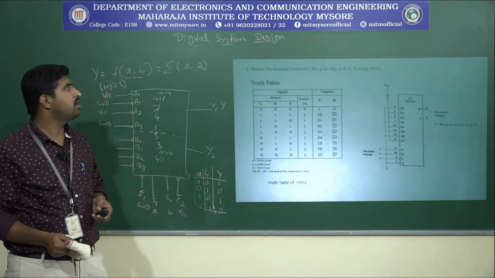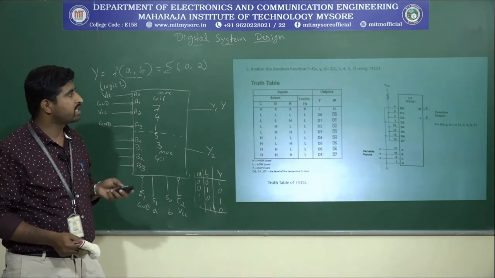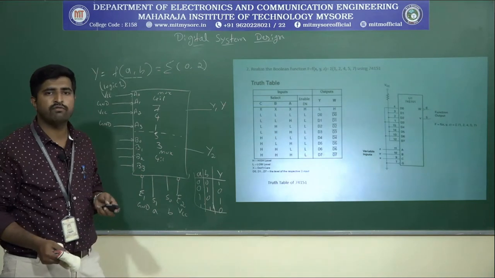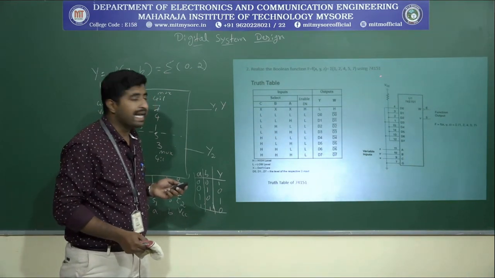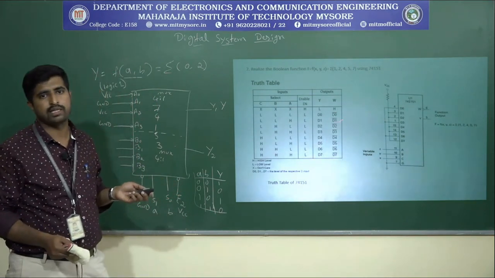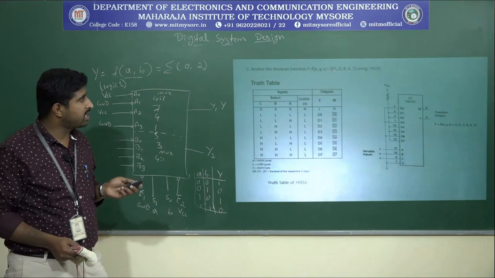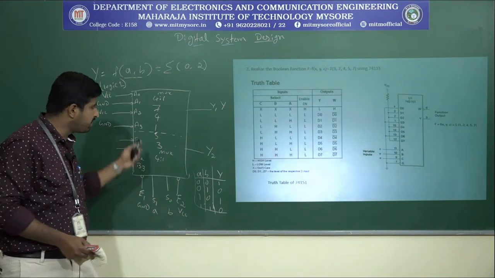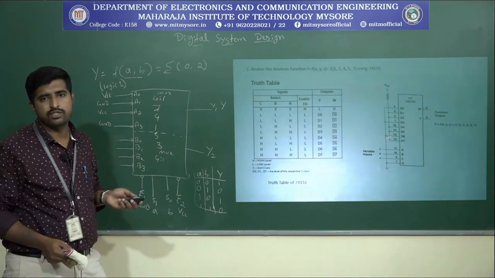Okay, so realize the three variable Boolean function f of x, y, z by using the IC 74151. So we know that 74151 is an 8:1 mux. That means how many select lines will be there? The select lines will be 3. So inputs are 3. The same way we have done before, we are going to analyze it for the 8:1 mux.